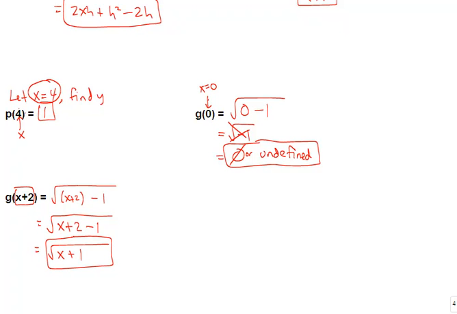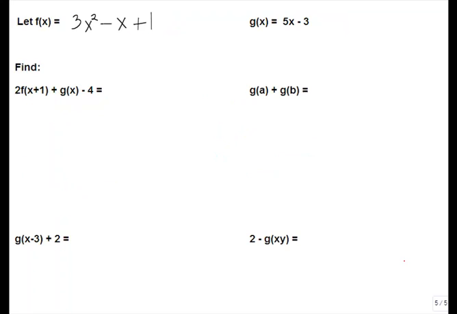Alright, so for functions, please make sure that you're able to determine if you have a function or not, yes or no, determine the domain, the range, and then be able to evaluate a function for numerical inputs like numbers, and also for expression inputs, things like x plus 2 or a plus b or x plus h.